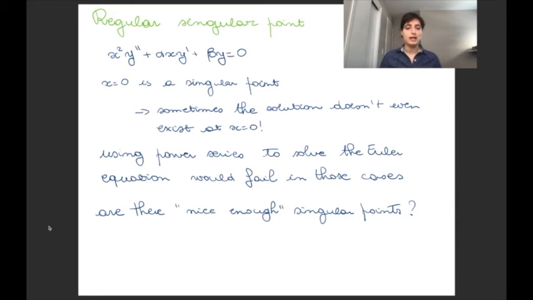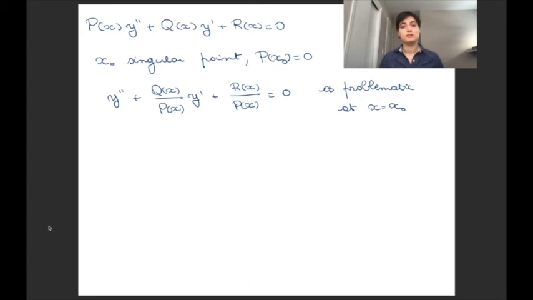So we wonder if maybe for the case of the Euler equation at x equal to 0, we're in a case in which the singular point is nice enough. And actually that's true. We introduced the concept of regular singular point for this idea. We said that x naught is a singular point if P of x naught is equal to 0. Because if we are trying to make the coefficient of y second equal to 1, and we are dividing everything by capital P of x, if capital P of x naught is equal to 0, we have a problem at x equal to x naught.